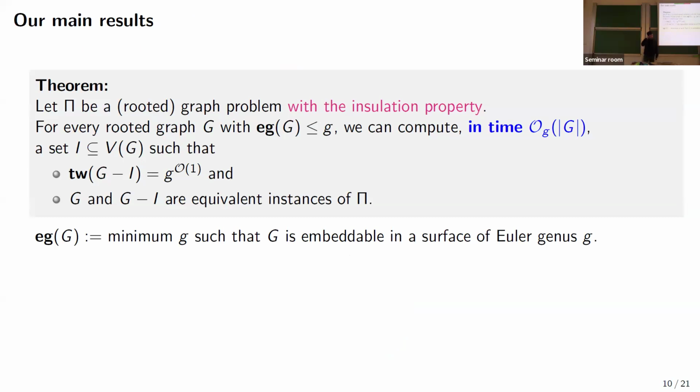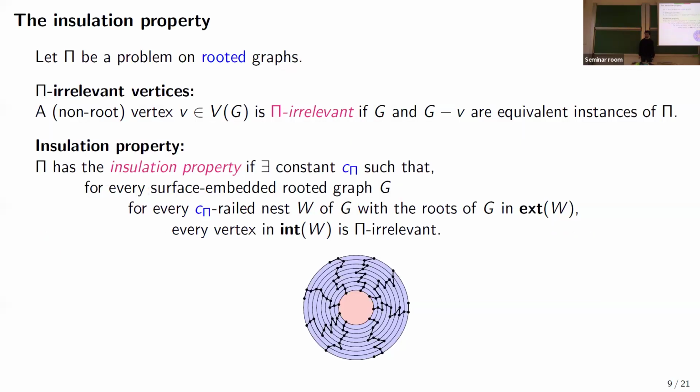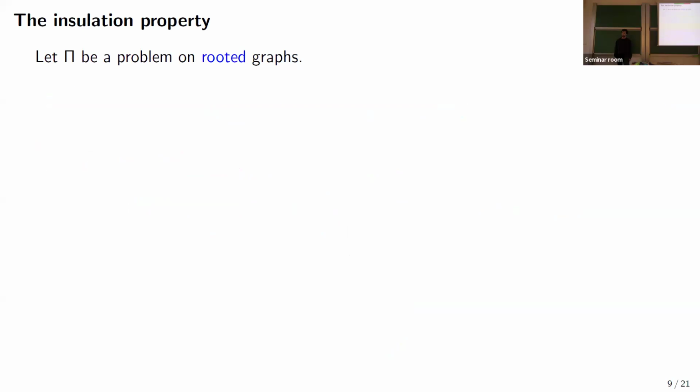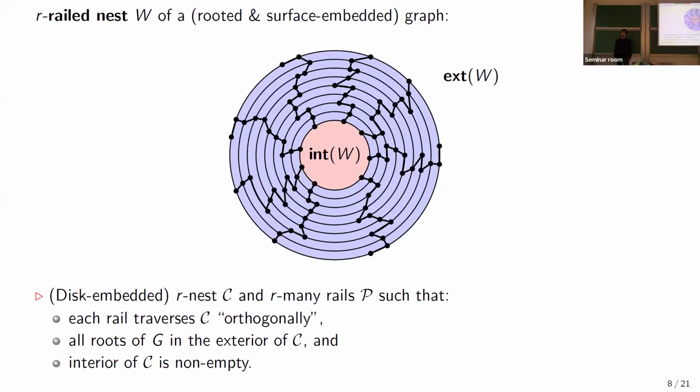Okay. So the main result that I would like to present is the following: you give me a problem that has the insulation property. Sorry, in the definition of a rail, you always insist that you go forward. Can you go backwards and forward? Is it allowed? No. In fact, the intersection of every rail and cycle is connected.